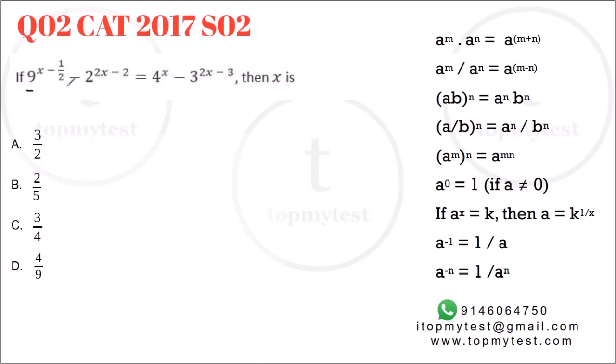If 9 to the power x minus half minus 2 to the power 2x minus 2 is equal to 4 to the power x minus 3 to the power 2x minus 3, then what is the value of x? And you have the options given to you. One way you can do is directly substitute the options and try to fit this. The easiest option to substitute looks like 3 by 2, because then the powers will at least give you a natural number or a fraction, and you will be able to at least try to figure that out.